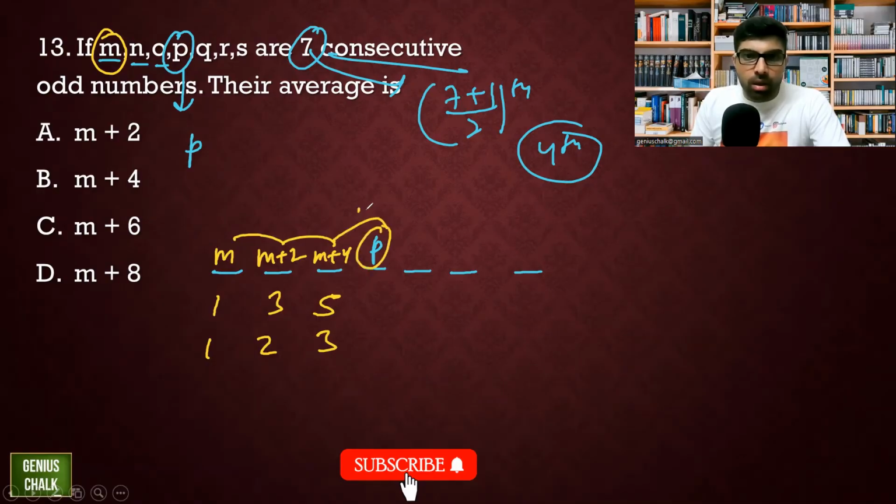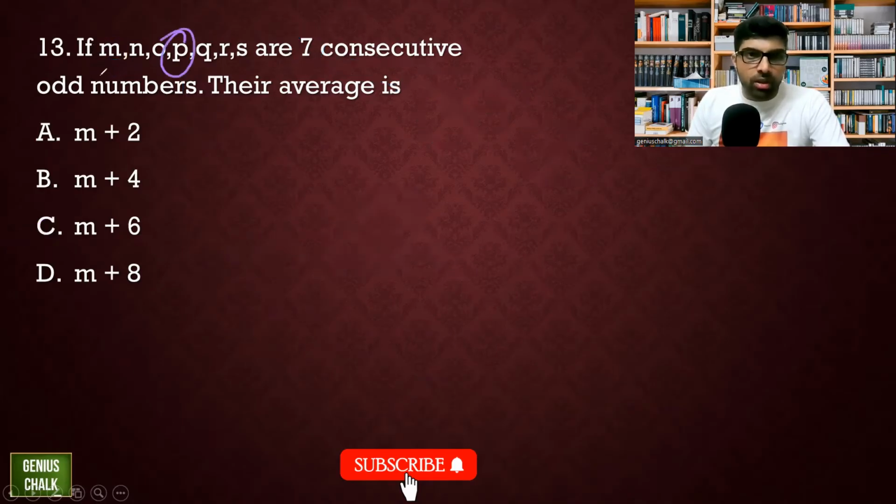Next must be M plus 6. So this is my average in terms of M, that is M plus 6. You can further make it M plus 8 and so on, but there is no need, the average has come. So this question you can solve very easily. You know that the fourth observation is the average.